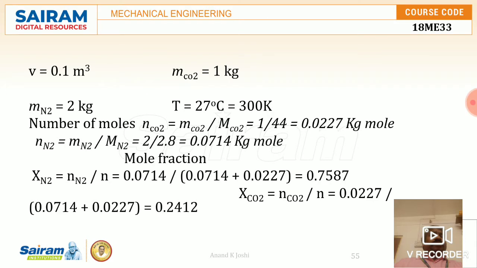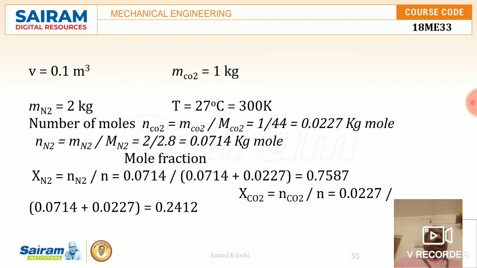Number of moles, how much? The number of moles of the CO2 is based on the mass divided by the molecular weight. Mass is 1 kg, given. What is the molecular weight of CO2? C is 12 and O2 is 32. 12 plus 32 is 44. 1 divided by 44 is 0.0227 kg mole. This is the number of moles of carbon dioxide.